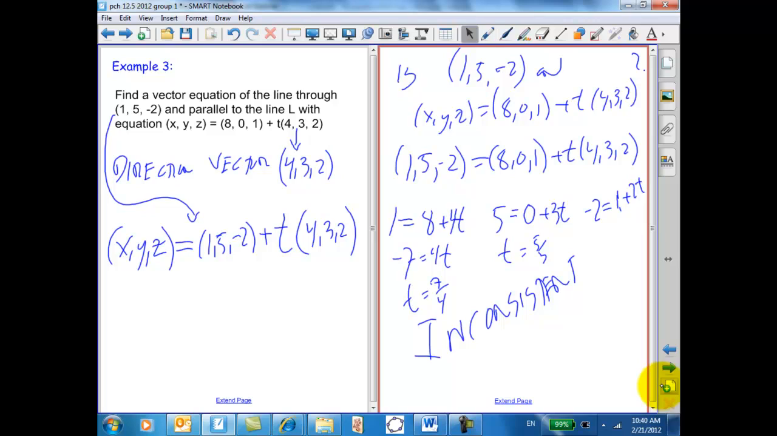It's inconsistent, so therefore 1, 5, negative 2 is not on the line. Okay? Good question, Rick. Glad you brought that up. That wasn't in the original video, but that does come up in the homework a lot, making sure that you actually have a point that's on the line you're looking for.